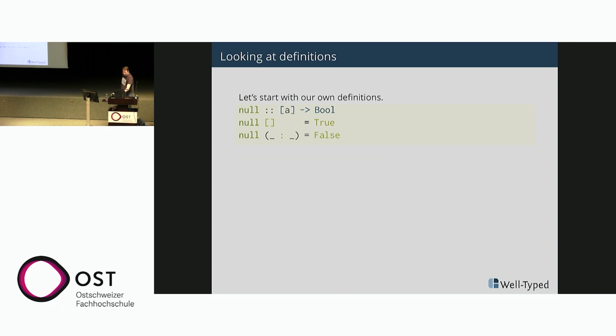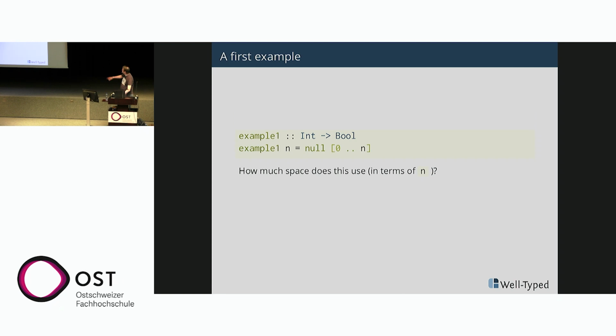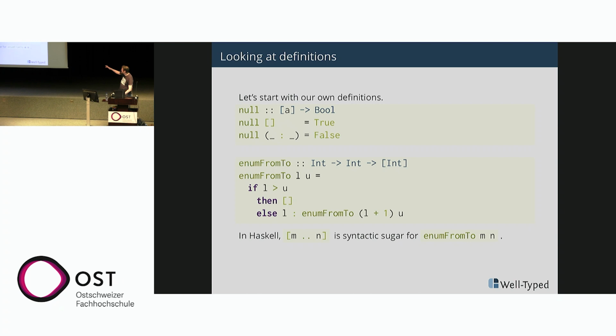And so we also need to look at this list generation syntax, 0..n. That's actually syntactic sugar in Haskell for enumFromTo. And here I'm clearly using a different definition than GHC uses internally, because that is much more optimized. But I'm nevertheless going to go with this relatively simple definition on integers, where we check whether the lower bound is greater than the upper bound. If so, we produce the empty list. Otherwise, we produce a list that starts with L, and then we recurse on enumFromTo (L plus 1) and U. Okay?